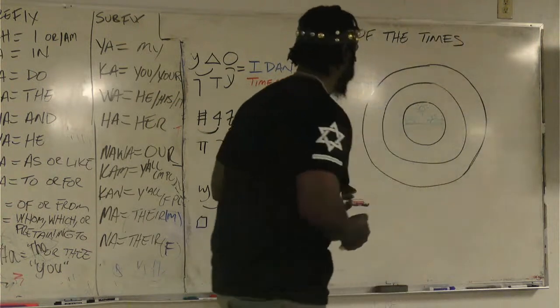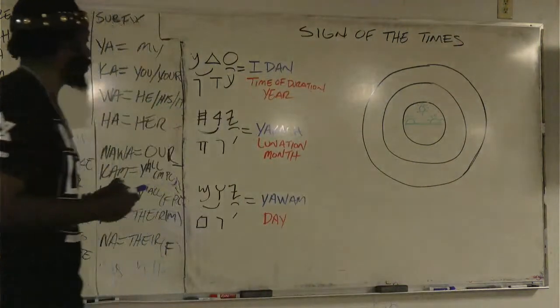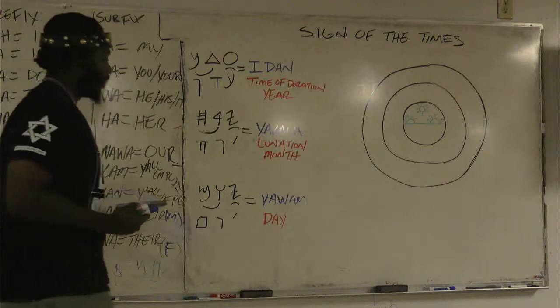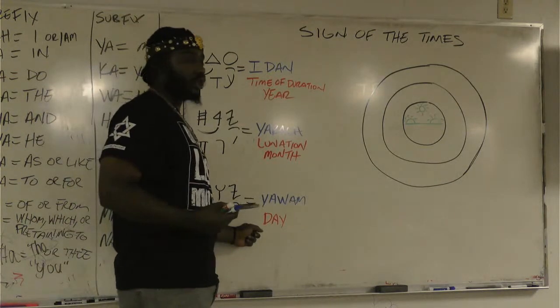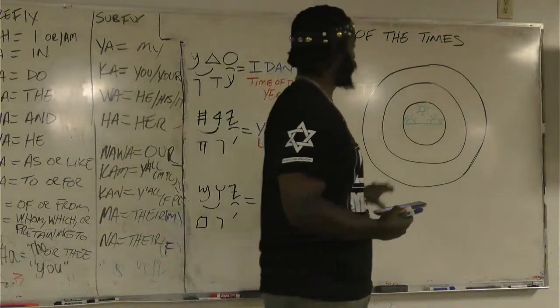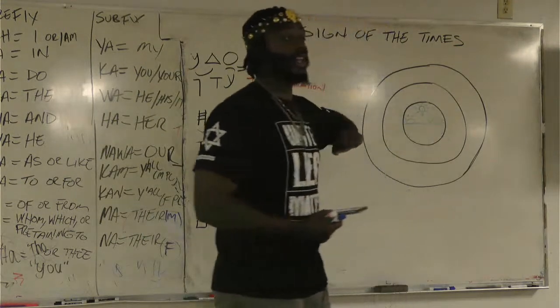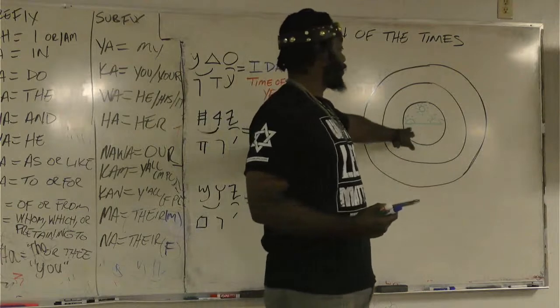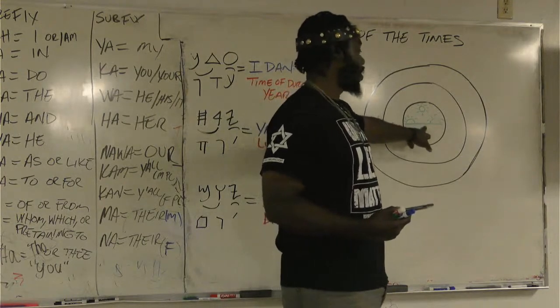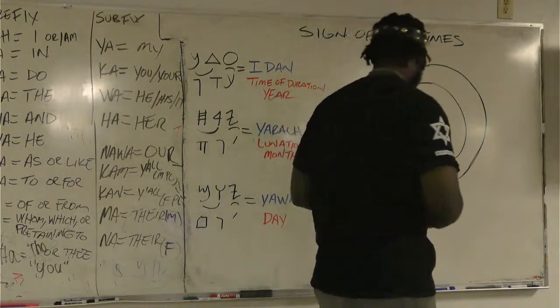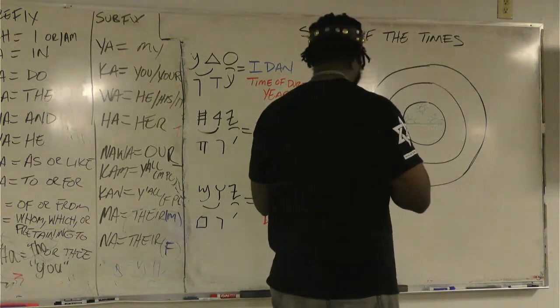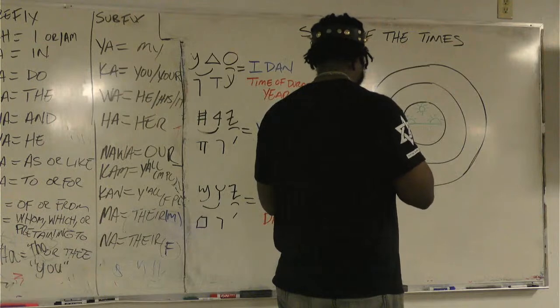All right. So this is the first part of it. The first part of the clock is the day. So you have sunrise, you have noon, and you have sunset. Let me give you these words.